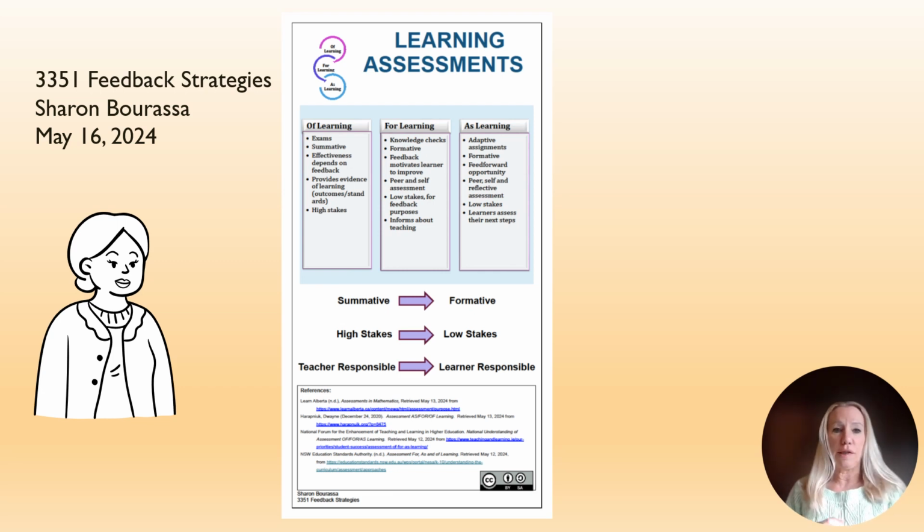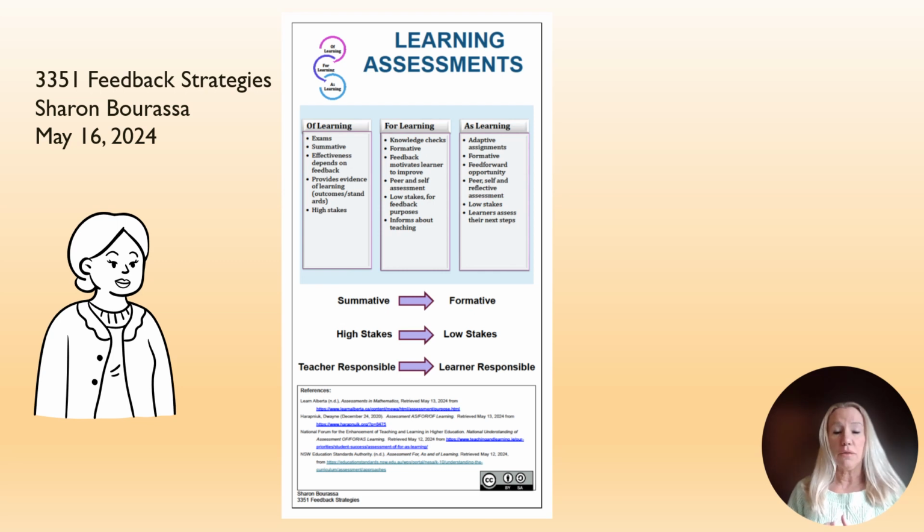Learning assessments of learning. This involves exams. This is a summative assessment, and the effectiveness of it depends on the feedback that's given. This provides evidence that the outcomes have been met and that the students have met the standards required.